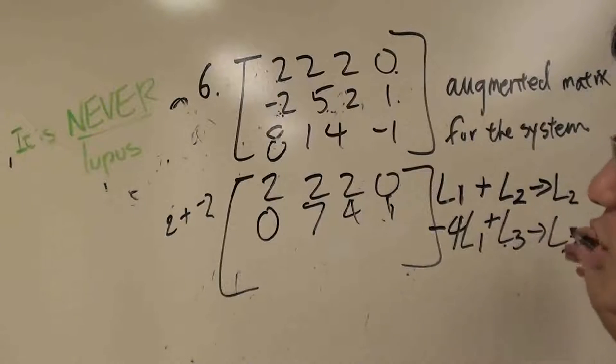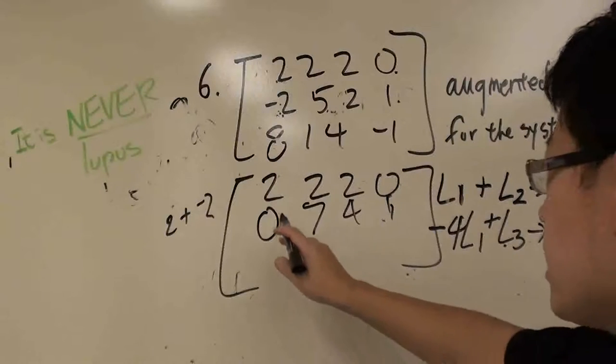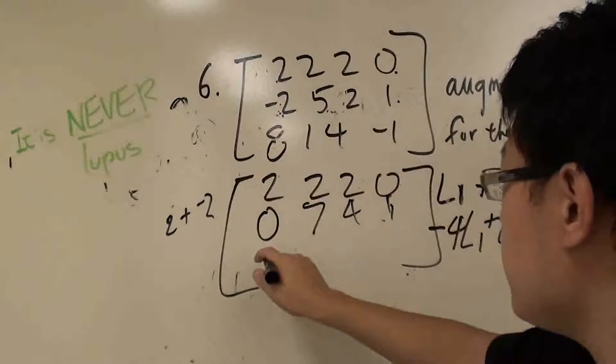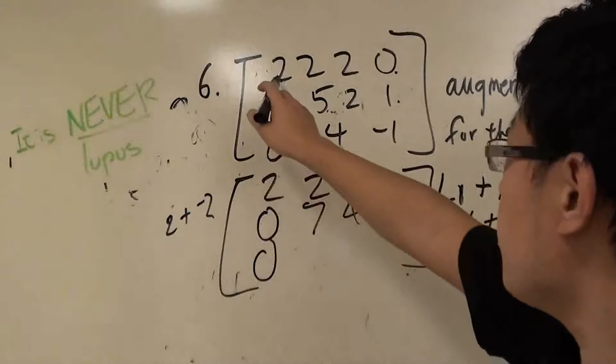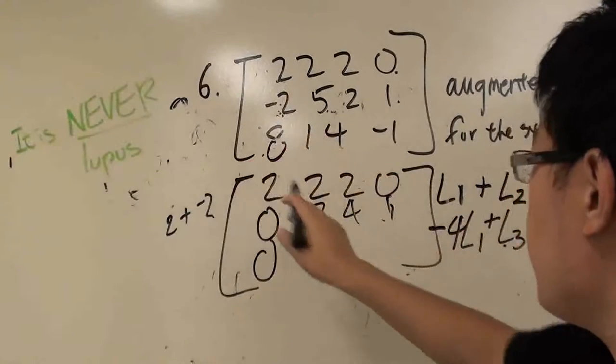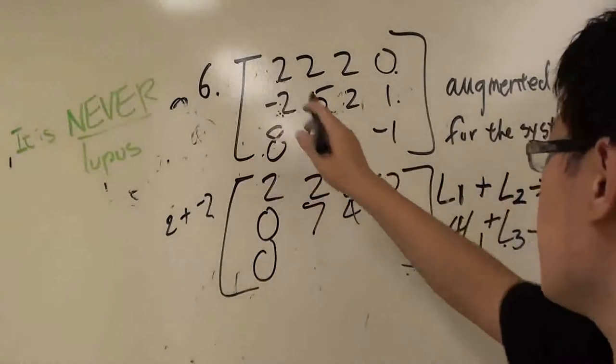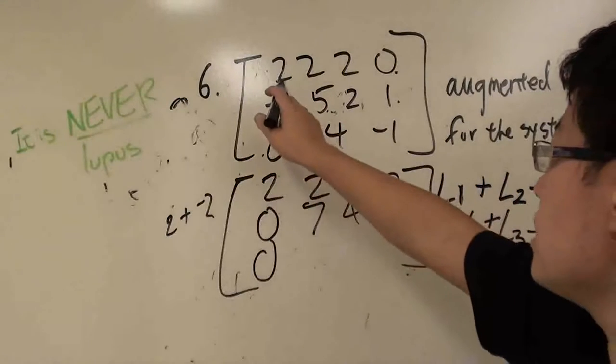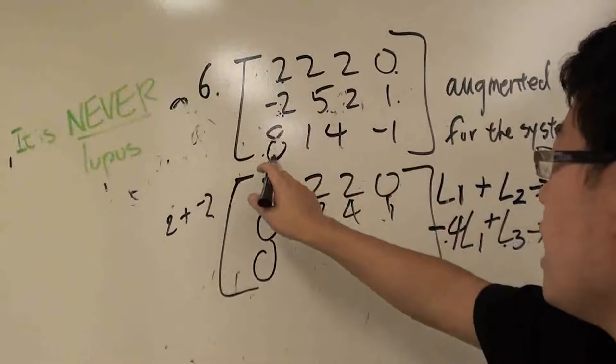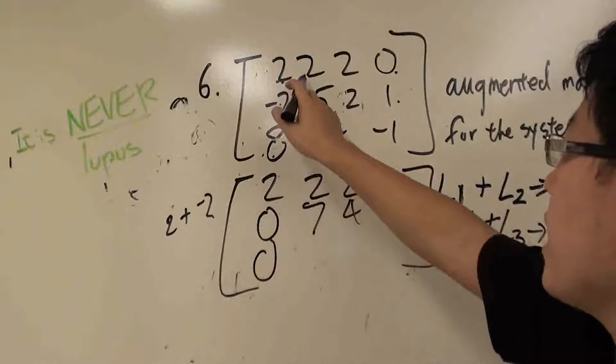So we don't put new connotations in or anything like that. Anyways, because of that, this becomes 0. Remember, 2 times negative 4 got us 8, right? Negative 4 times the first line plus the third one. Because 2 times negative 4 is 8, so it cancels out, I have to follow the same pattern.